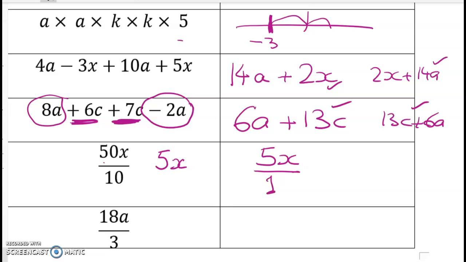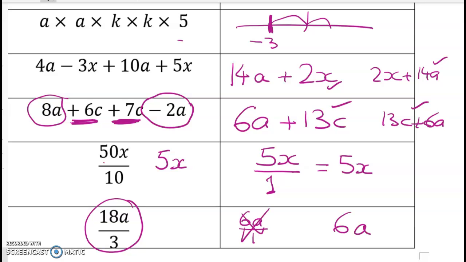Just think about it. If someone says, how many dogs have you got? You would never say to them that you had 2 over 1 dogs, right? You would say, oh, I've got 2 dogs. Right? So here we don't say that we've got 5X over 1. We just say that we've got 5X. And the same thing here. 18 divided by 3 is 6, so my answer is not 6A over 1, but 6A.